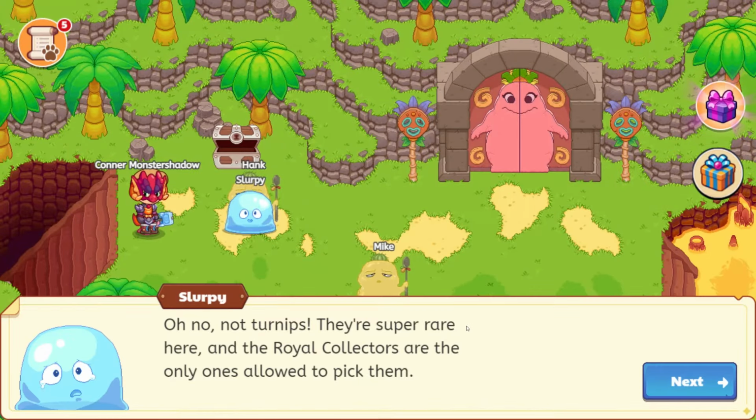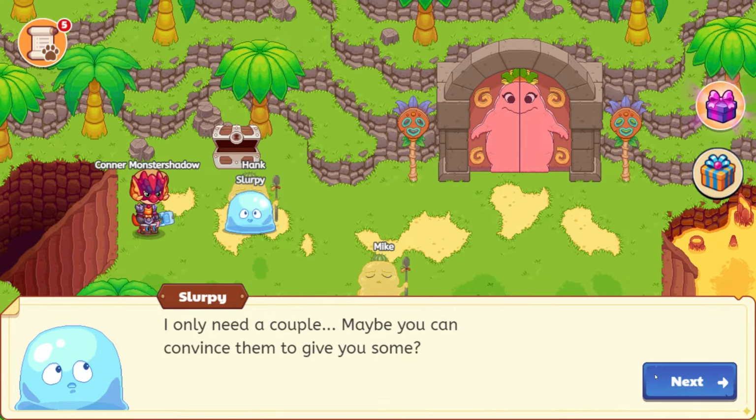Oh no, not turnips. They're super rare here, and the royal collectors are the only ones allowed to pick them. Oh, no. I only need a couple. Maybe you can convince them to give you some?